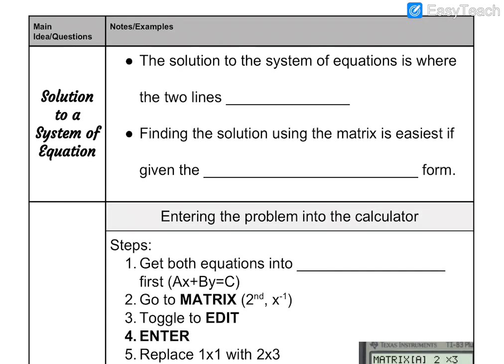Hello class, today we're going to be learning the other way of solving a system of equations using the calculator. This is by using what we call a matrix. Just a reminder, the solution to the system of equations is where our two lines cross. Today, when we're using the matrix, it's going to be easiest if we are already given standard form. Remember, standard form is ax plus by equals c.